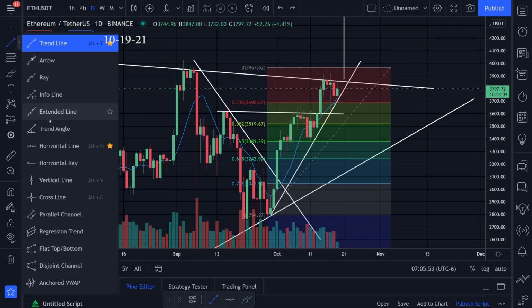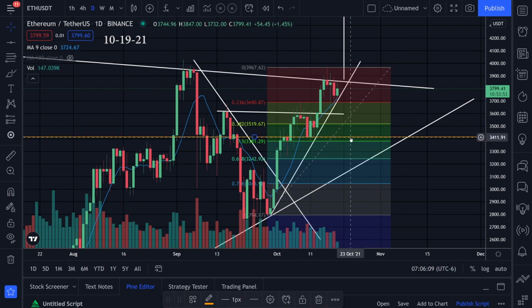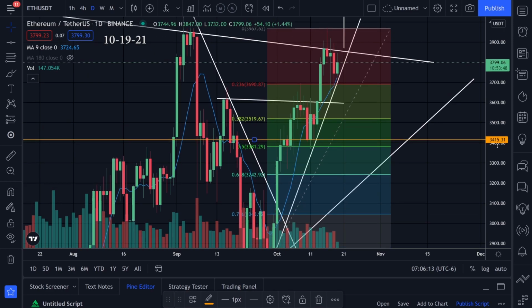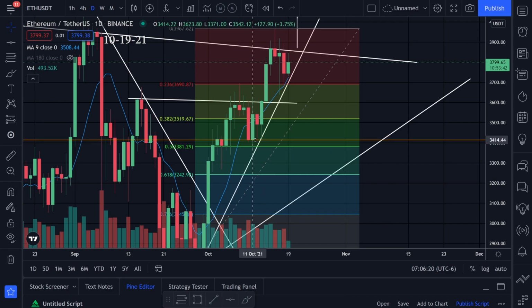Let's do a horizontal orange line right at this support level right here. We could put an orange line there. And so maybe like 3,415, something like that. That's where the bodies are on that daily time frame.